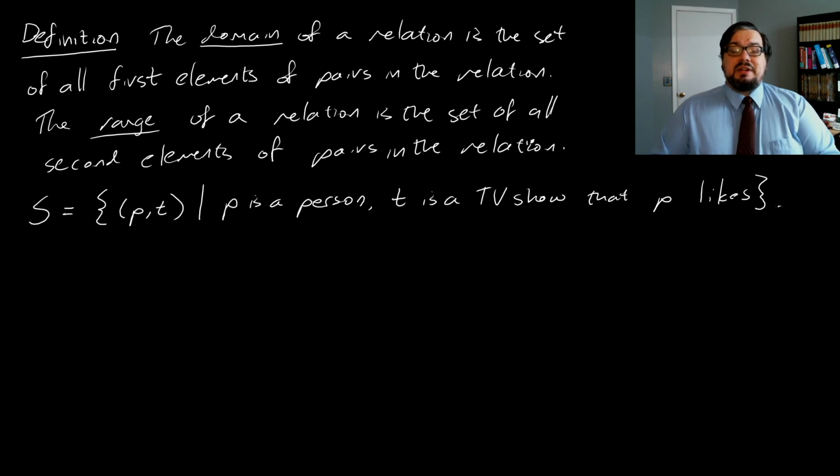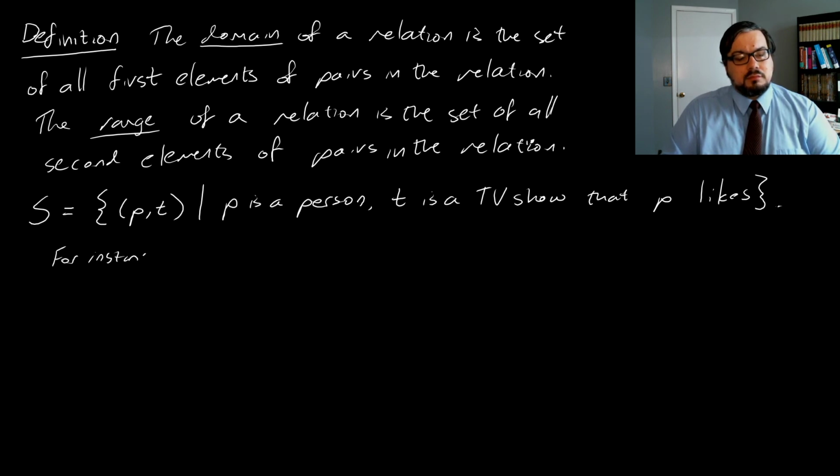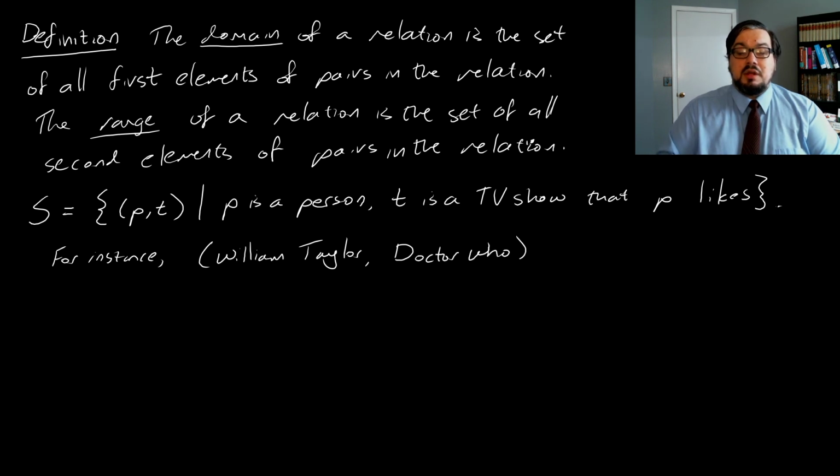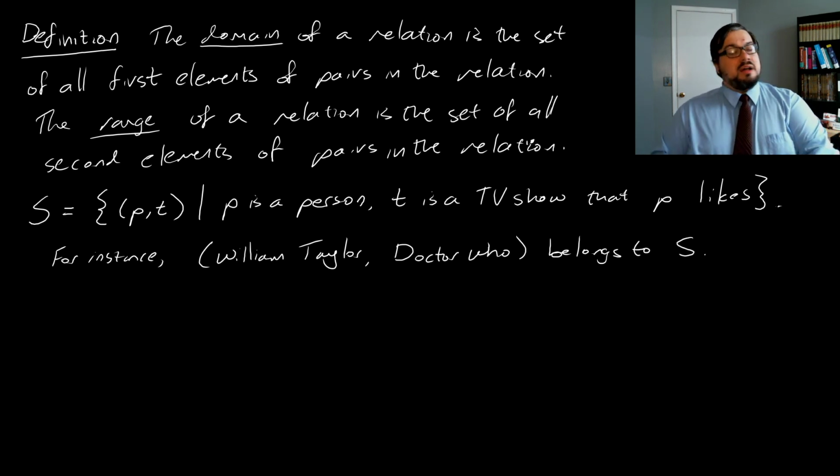So this is going to be a much, much larger relation, because every time you have a pairing of a person with a television show that they like, that pair will appear in the relation S. So, for instance, the pair William Taylor, that is myself, comma, Doctor Who, belongs to S. And how do we know this? Well, because I happen to like the television show Doctor Who.